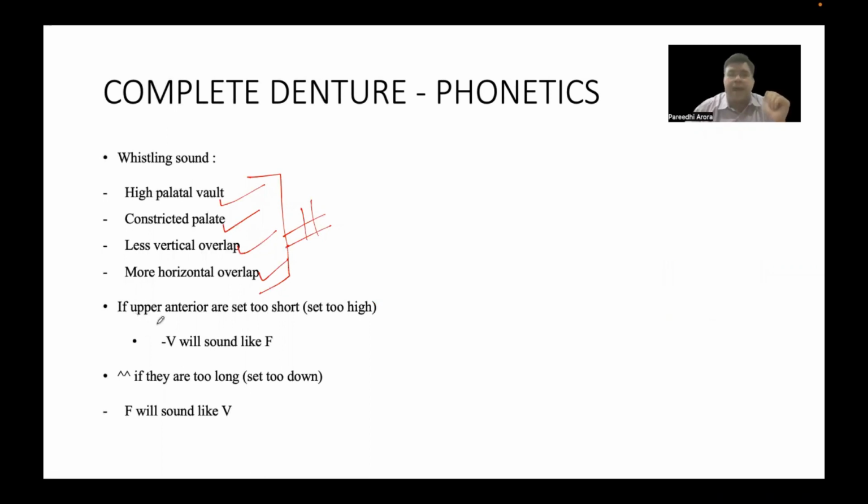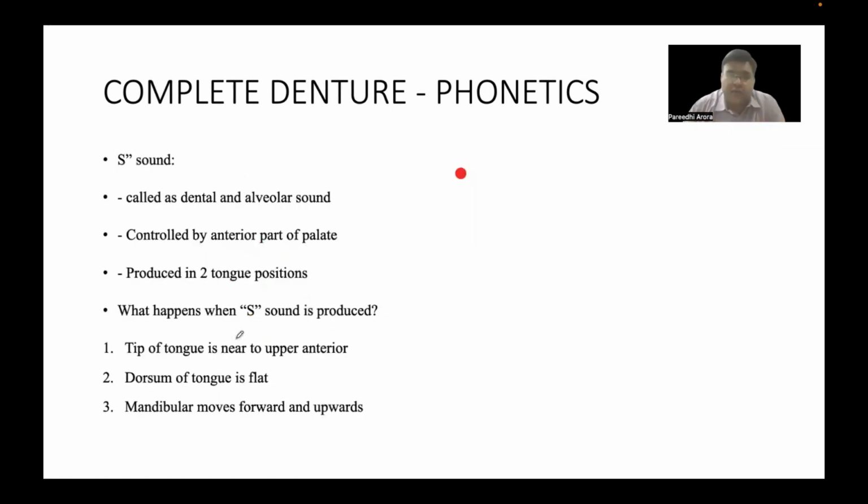If the upper anteriors are set too high, what happens? There is a gap between the upper and the lower anteriors. So when you say V, it will sound like F. Why? Because instead of contacting the lower lip on the outer surface, it is going to contact on the inner surface, and that is why you will hear V as F. If they are too long, it will be exactly opposite: the F will sound like a V.